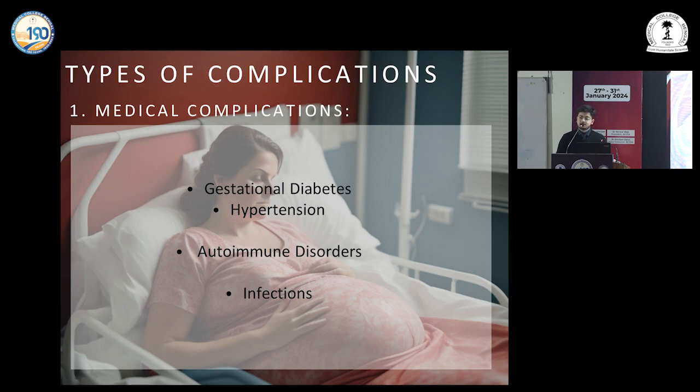Then we have autoimmune disorders. Mothers may be prone to autoimmune conditions like systemic lupus erythematosus or rheumatoid arthritis, and the various immunological and hormonal changes during pregnancy can flare up these conditions. In infections, we have hepatitis B, syphilis, and herpes. All these are sexually transmitted diseases and need to be properly screened and treated.